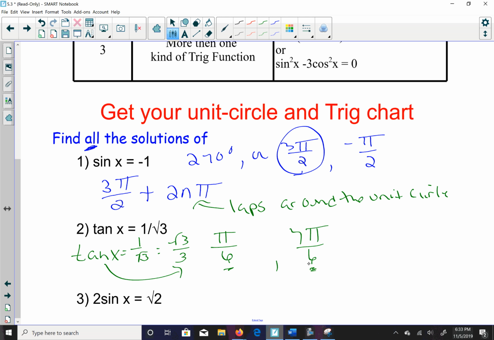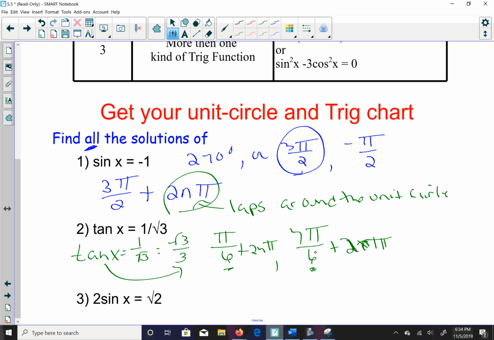But if I want to continue forward and do multiple, I'm going to add these laps around the unit circle. So I'm going to write plus 2n pi. That looks really messy. 2n pi, and that means I'm doing laps around the unit circle.